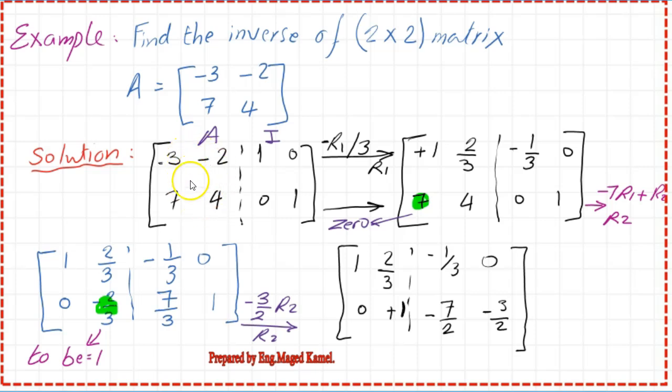First, we want to convert the left-hand side into an identity matrix. We have minus 3 here. We want that element to be equal to plus 1. So we are going to multiply by minus R1 over 3. This operation will be done on R1. So we are going to divide minus 3 by minus 3. It will become 1. And for the first row, second element, A12, which is minus 2, we are going to divide by minus 3. So we have plus 2 over 3.